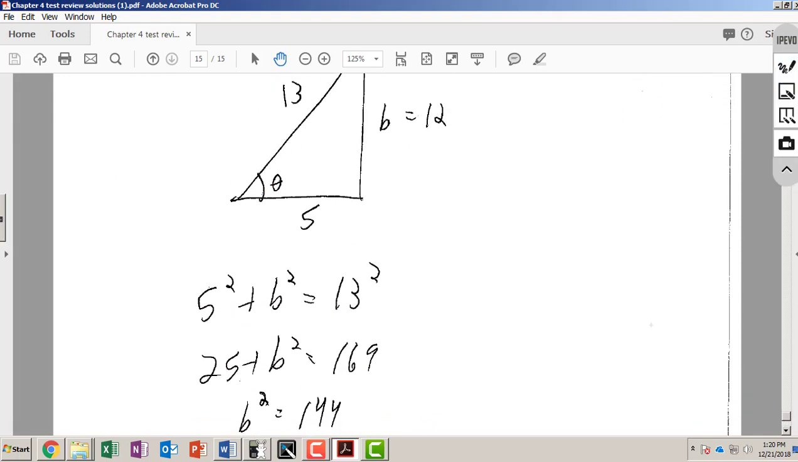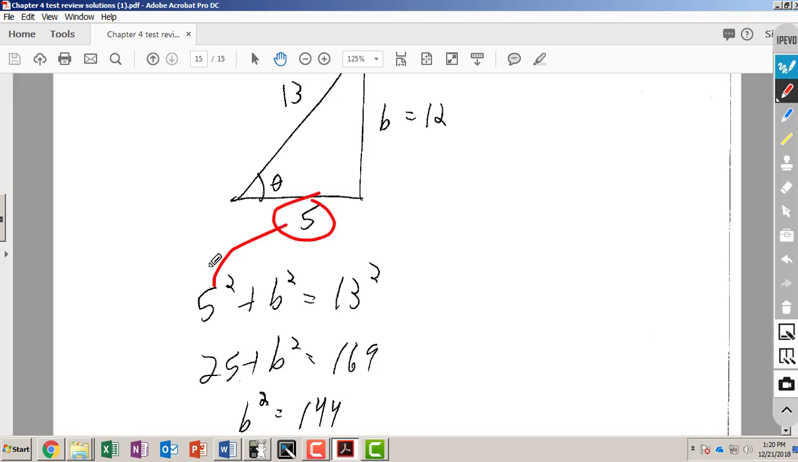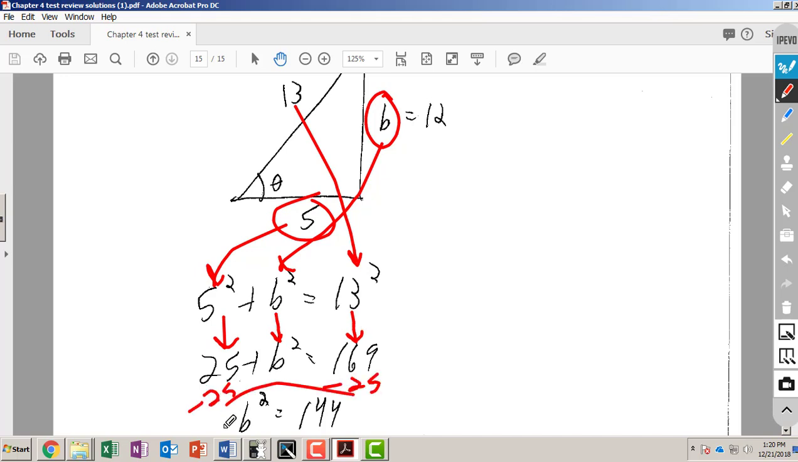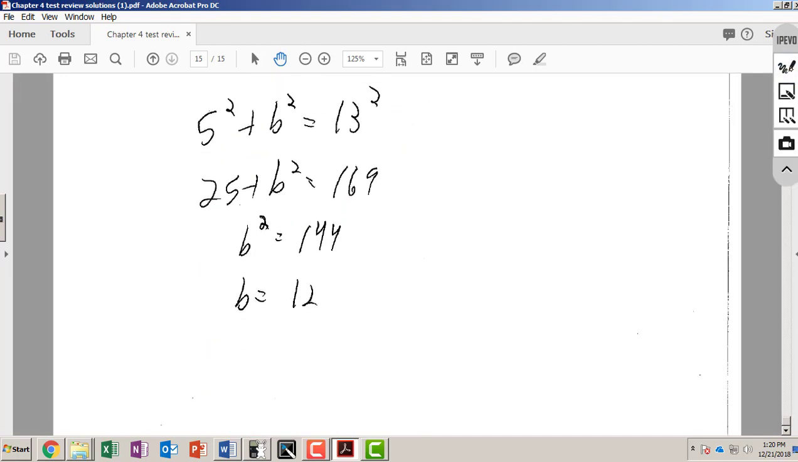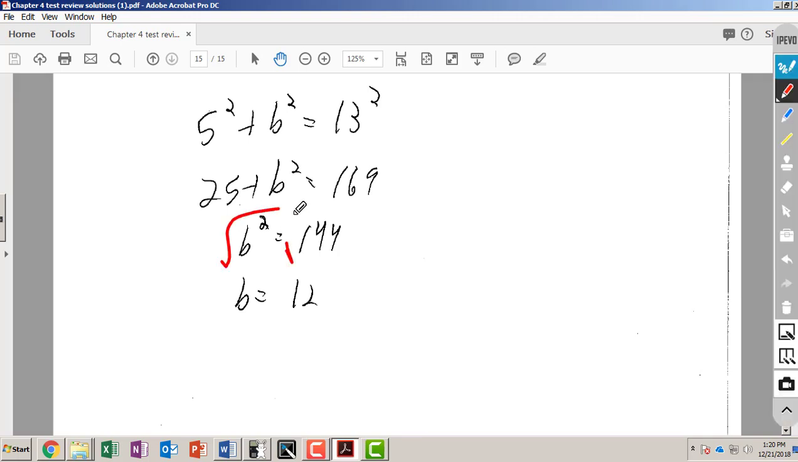So putting that into the Pythagorean theorem, I've got, here's my 5. Putting that into my Pythagorean theorem, I get 5 squared. B is what I'm looking for. And then C is 13. So I got 5 squared plus B squared equals 13 squared. So 5 squared is 25. B squared stays the same. 13 squared is 169. So now I'm going to subtract 25 from both sides. So 169 minus 25 gives me 144. And then as I scroll up, I'm going to take the square root of both sides. So I take the square root of 144 and I get my answer of B is equal to 12.